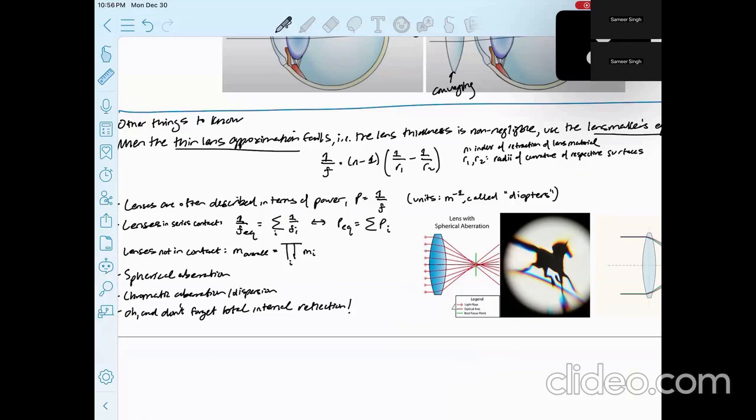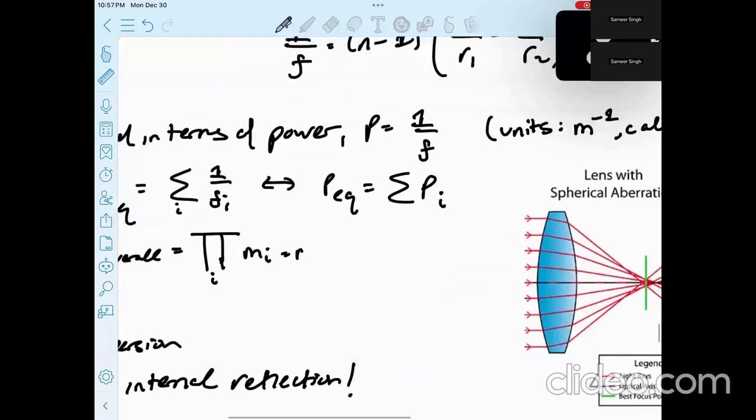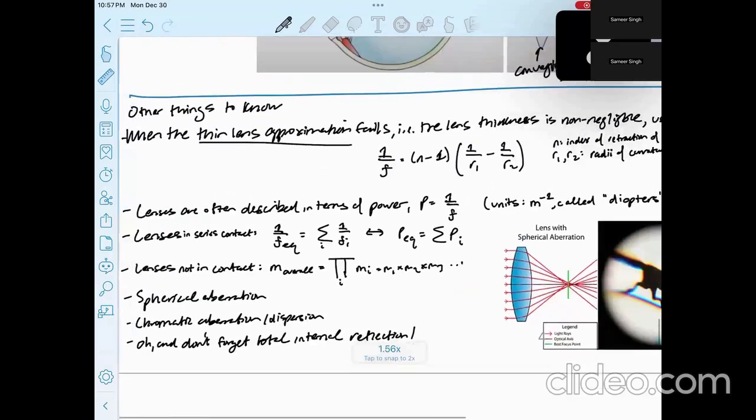If your lenses are not in contact, and this is what happens when the image from one lens is the object for another, like a telescope or a microscope, then the magnifications multiply. I've used this pi symbol for multiplication here. But this just means M1 times M2 times M3 and so on, whatever makes up your compound lens system.